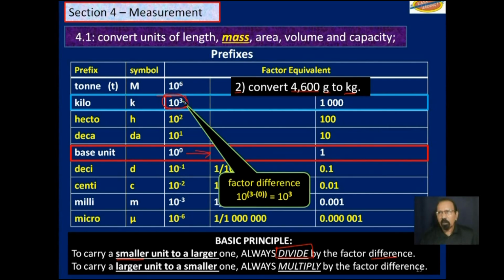10 to the third power divided by 10 to the 0 power. You subtract the indices. 3 minus 0, and you get 10 to the third. That's the 1,000 we were talking about. So we will have to divide by 1,000. Again, you shift the decimal point 3 places to the left. 1, 2, 3, and so we get 4.6 kilograms. So 4,600 grams, the equivalent for that is 4.6 kilograms.